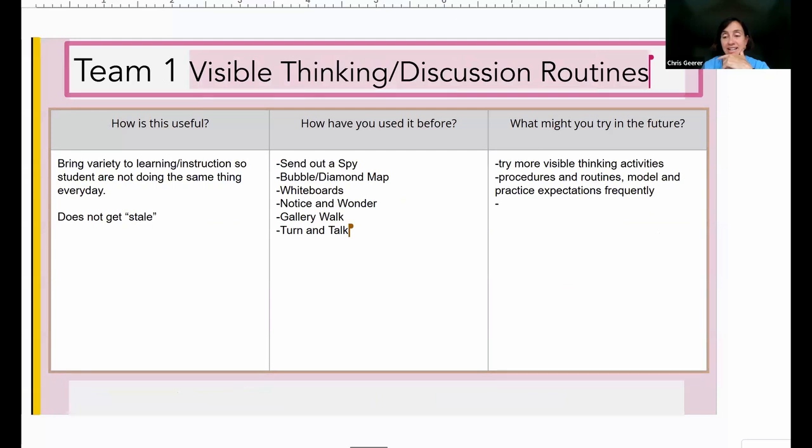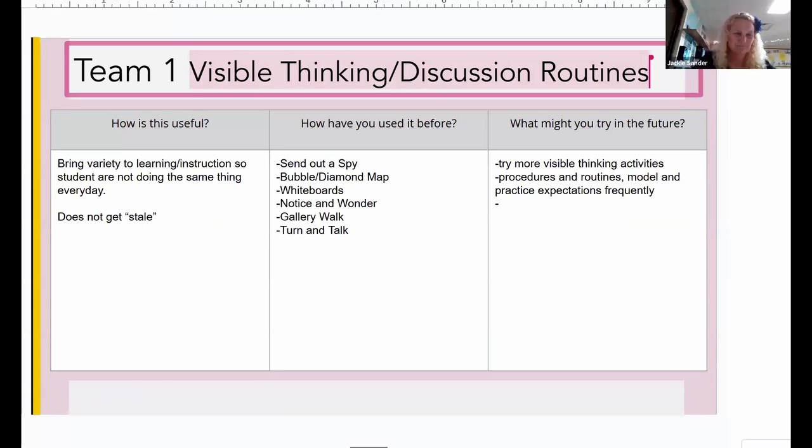All right, everybody's back. Thanks so much. Let's see if we can do maybe just a 15 to 30 second quick summary of each of these, so you can share with the whole group anything that you thought was important or interesting about these things. So team 1 did visible thinking and discussion routines. Somebody from team 1, want to give us just a quick highlights view?